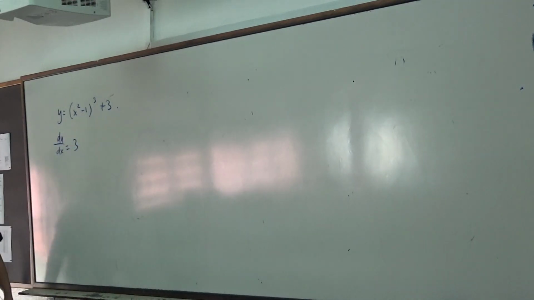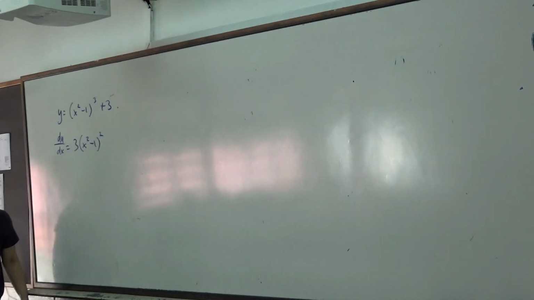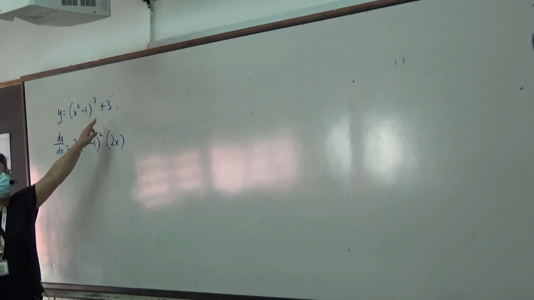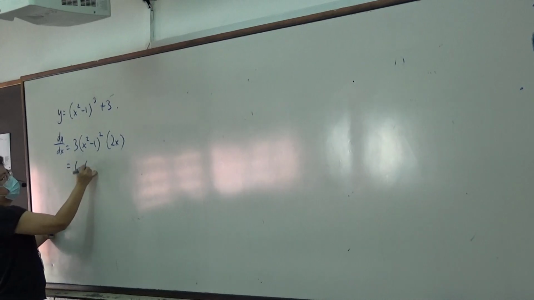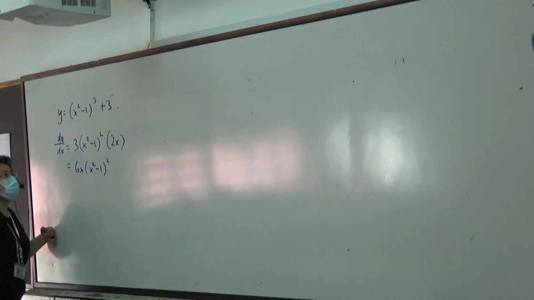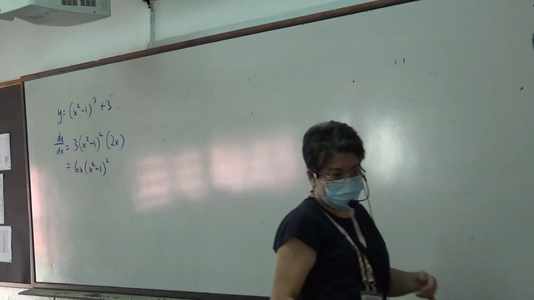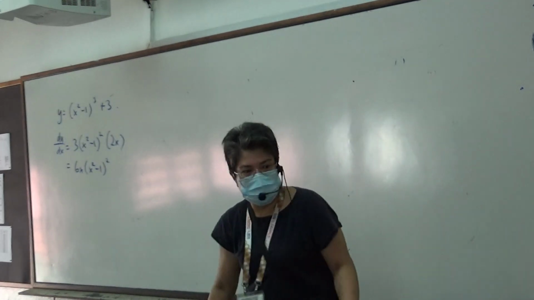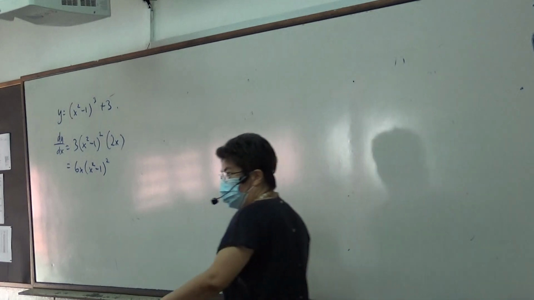Take down 3, x squared minus 1 squared, times the derivative of the inside, which is 2x. The constant is 0. So the final answer is 6x(x squared minus 1) squared. Correct? Everybody okay? This is my dy/dx. How to get the stationary points? When dy/dx is 0.